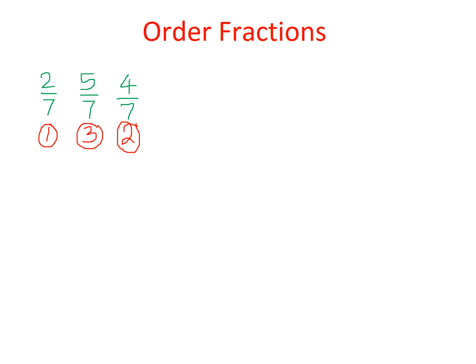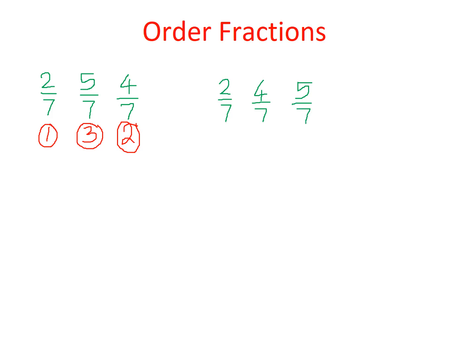So if you're going to reorder these fractions, you have to write them this way. You have to write them 2 over 7 first, then followed by 4 over 7, and finally 5 over 7. So this enables us to order fractions.